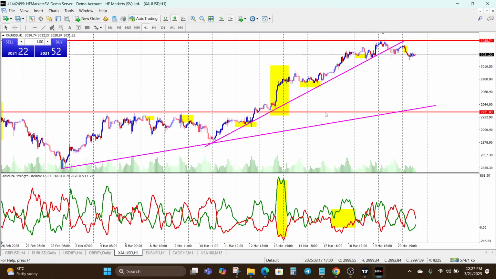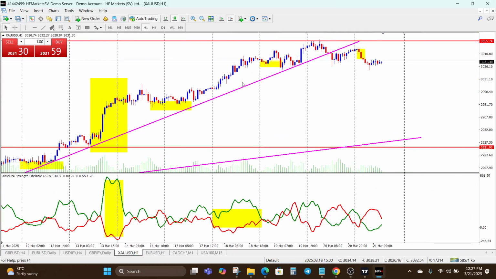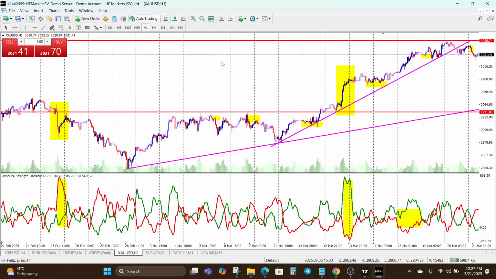Okay, watch out for BOS, watch out for change of character, watch out for bullish reversal candlestick patterns, bullish reversal chart patterns, bearish reversal candlestick patterns, bearish reversal chart patterns, so that you can get additional confirmation. And you can use other technical indicators as well, right? You can use moving averages, for example, just to validate the trends.